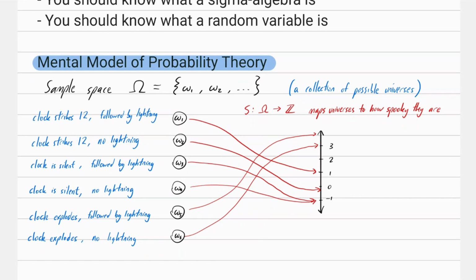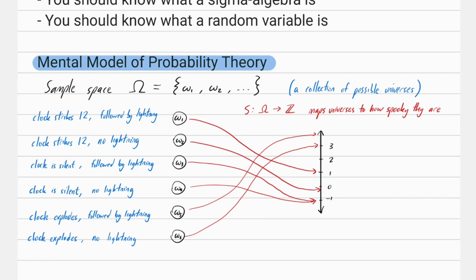So most people describe the sample space, capital Omega, as a collection of outcomes, but I like to call them possible universes. And this is related to the idea that when something random in the universe happens, the universe splits into two or more universes where a different outcome happens in each one.